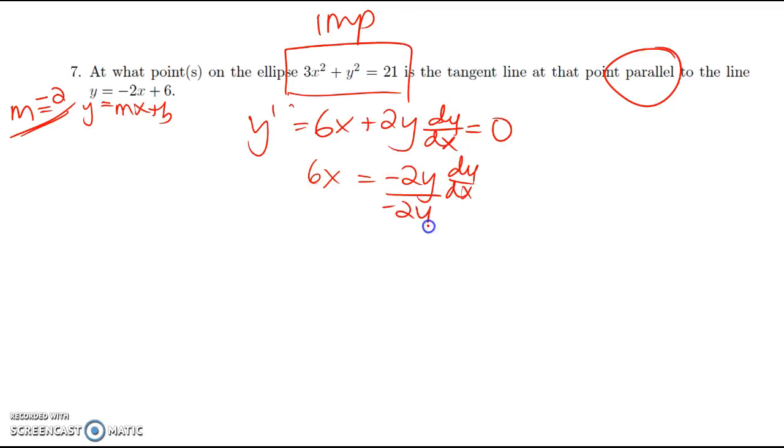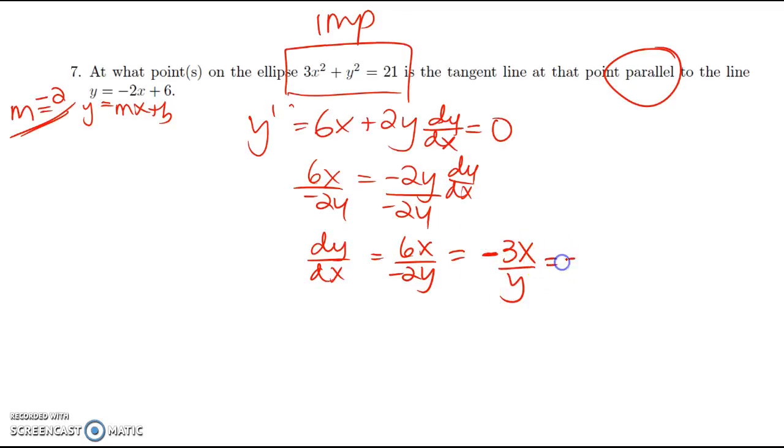Now I'll divide this on both sides. So dy/dx is 6x over negative 2y. That negative can go anywhere, can't it? Now we want to know when this derivative is equal to negative 2. I can actually simplify this too, can't I? I'll just put the negative here: negative 3x over y. When is this equal to negative 2?